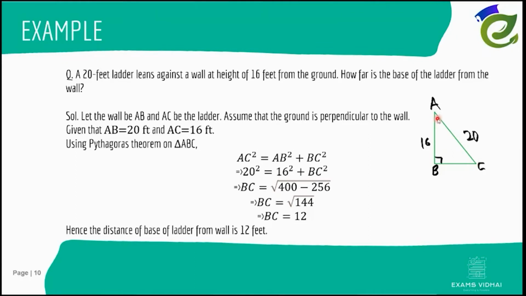You may assume that the wall and ground are perpendicular. Then this forms a right angle triangle. In a right angle triangle, we are given two sides and we are required to find the third side. So here you can definitely use Pythagoras theorem. It states that hypotenuse square equals side square plus side square. Substitute the values: 20 square equals 16 square plus BC square. Then BC is the square root of 20 square minus 16 square, which is 400 minus 256, equal to 144. Square root of 144 is 12. So the distance of the base of the ladder, which is C, from this point B is 12 feet.